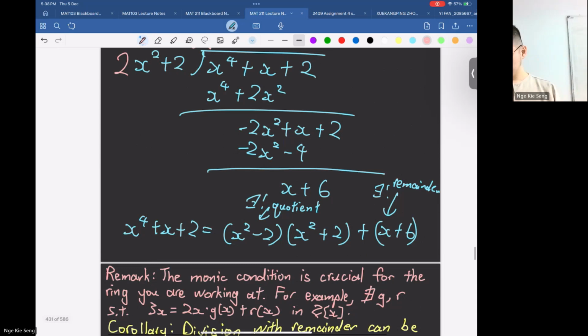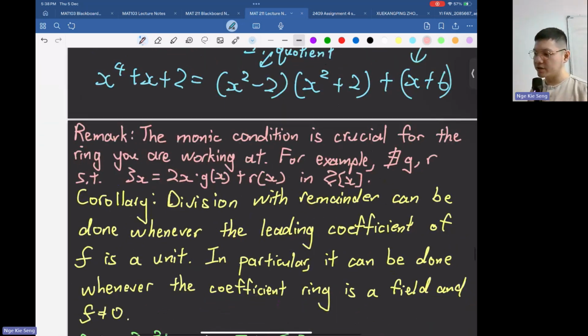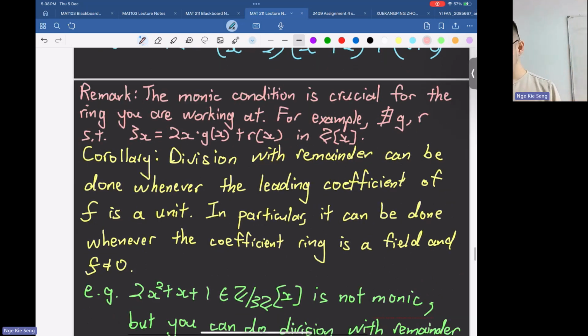So I make a remark here: the monic condition is crucial for the ring you are working in. For example, there don't exist G and R such that 3x equals 2x times G plus R in Z[x]. You cannot invert 2, so you cannot create 3. There's no 3 over 2 inside Z.